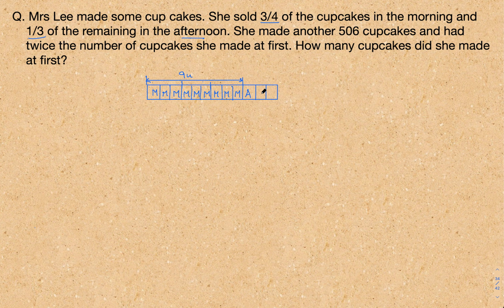Then how about this? These are the left ones. So she is still left with 2 units of cupcakes. Now what that means, in total how many units she had at first? So at first she has 9 plus 1, 10 plus another 2. She has 12 units of cupcakes. From here we can see she has 12 units of cupcakes. Out of 12 units, 9 units she sold in the morning.